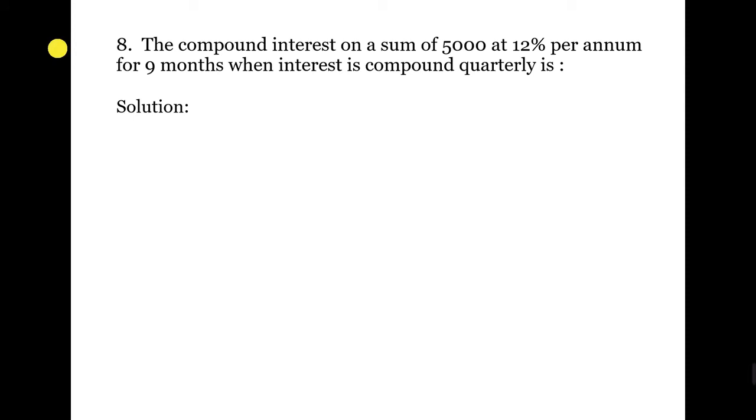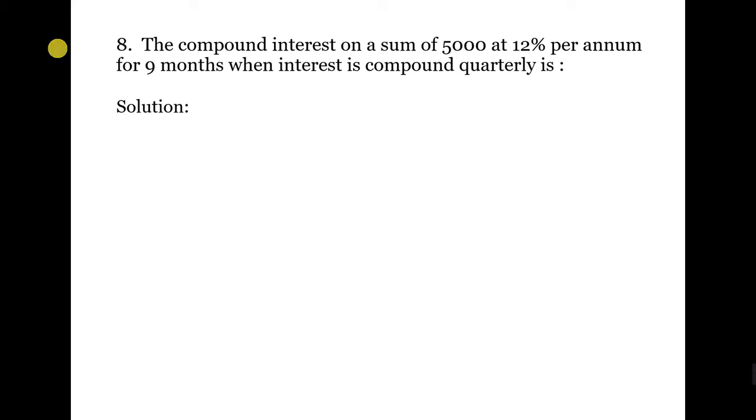How about sample problem number 8? The compound interest on a sum of 5,000 at 12% per annum for 9 months when interest is compounded quarterly. Now in this problem, we're looking for the compound interest as the principal amount is equal to 5,000.